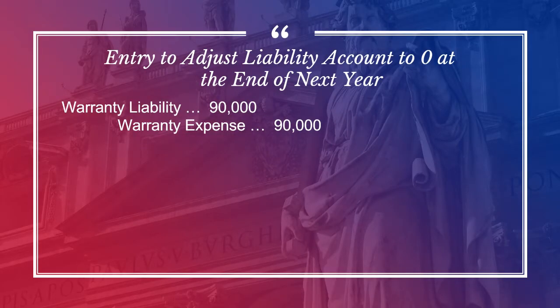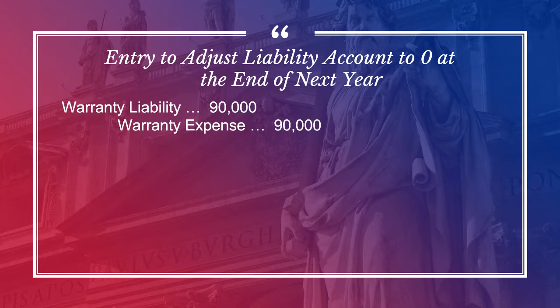And then at the end of the year, you'd have to adjust the liability account to zero. So what you would do in this case is reverse the entries essentially. You eliminate warranty liability because the company no longer has any liability at all. So you debit liability for $90,000, and the expenses are also eliminated, $90,000. So now the company no longer has to incur the liability.